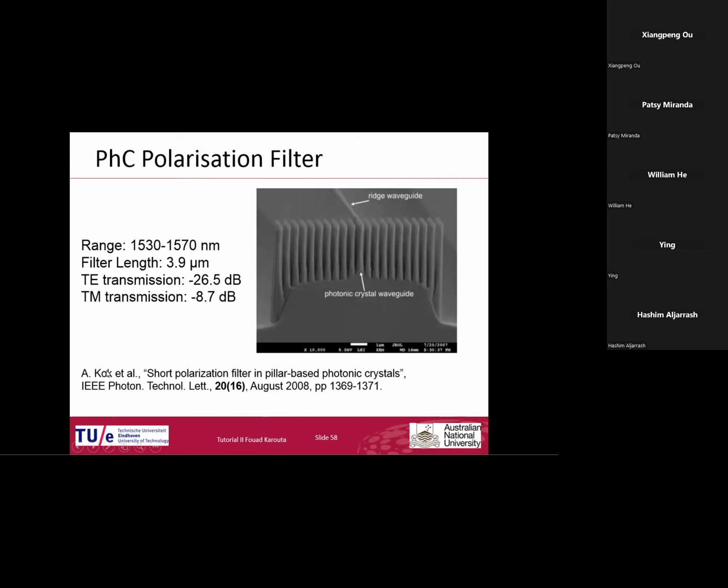And the student who was doing this work managed to fabricate a short polarization filter using this pillar. So to eliminate, for example, the TM side of the light. And that was done. Of course, we have cleaved here through it to show the device.